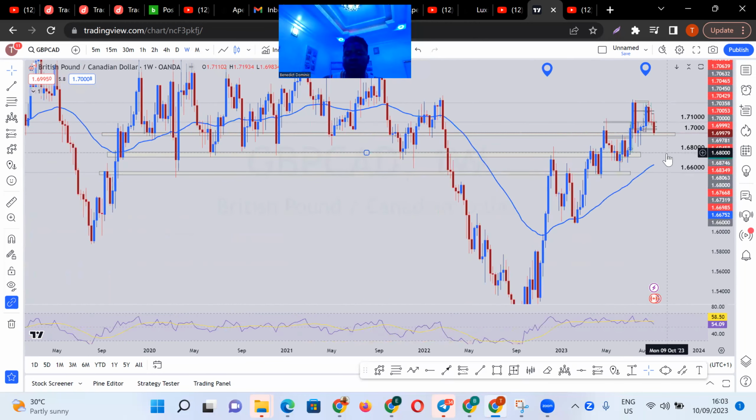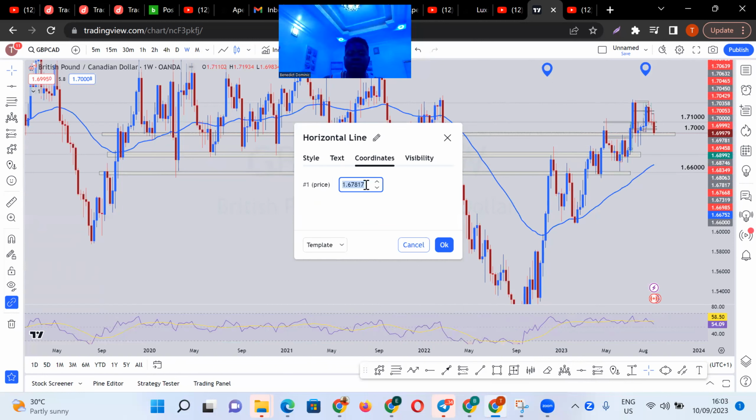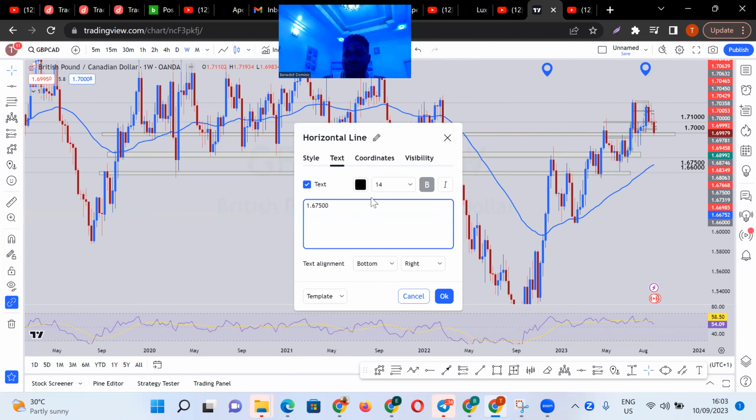Then I do my psychological level. How did I get that? I pick this line here. Is it a horizontal line? I just put it inside my area of interest. Psychological level is every 500, 1000. So we have 167 here. I do it 167.500 and check, is it within the line? Yes. So 167.500, I will mark it, I will put it there. That is how I came about all those numbers you see there.